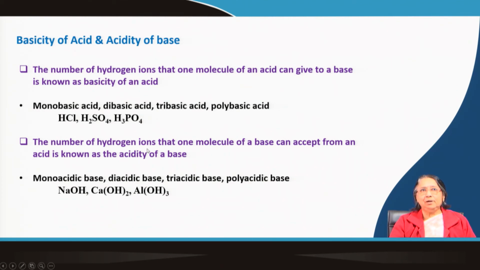Similarly, the number of hydrogen ions that one molecule of a base can accept from an acid is known as the acidity of a base. For example, NaOH is a monoacidic base, Ca(OH)2 is a diacidic base, and aluminum hydroxide is a triacidic base. So, NaOH we can call a monoacidic base, but the others we can call polyacidic bases.